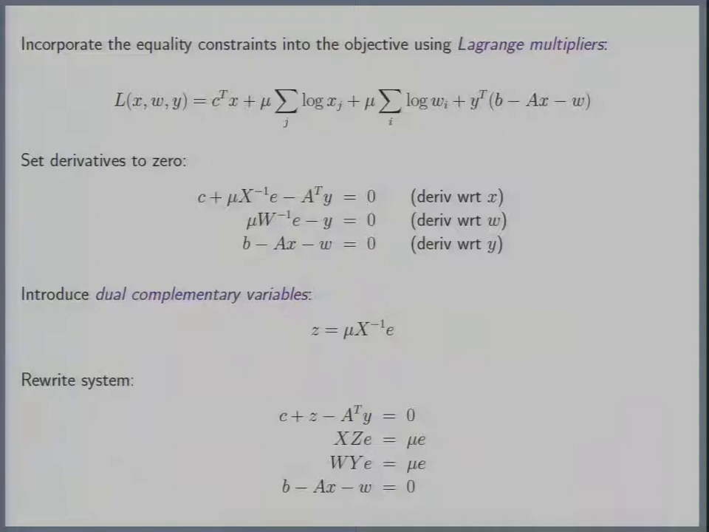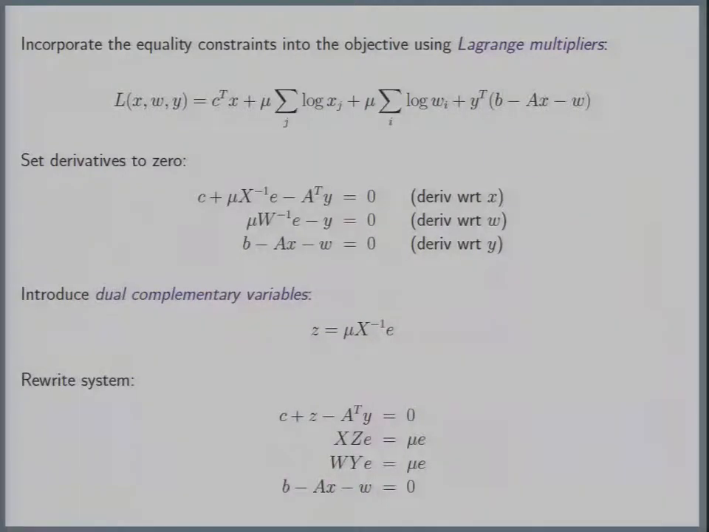If I write it in scalar notation, this is cj plus mu over xj. Maybe I should use a different letter than j because I have that j there. Let's suppose I'm differentiating with respect to variable xk. This is ck plus mu. This sum would be all 0 except for a 1 over xk. Here I get the kth row of A transpose y, and this last part is 0. Anyway, if I just write that back into vector notation, it looks like this.